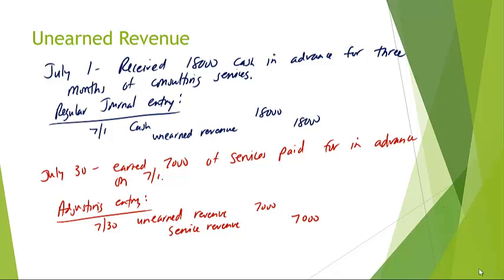Now be careful here. In some cases they may give you adjustment data that says unearned revenue still unearned would be X amount. Well, you'd have to do a calculation there to make sure you got the amount that was earned, because that's always the amount of the adjusting entry.